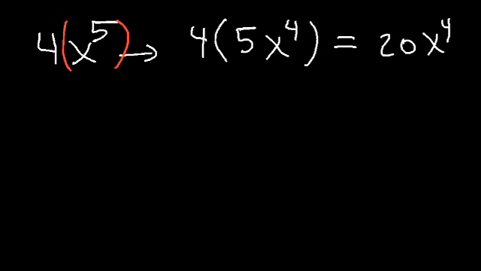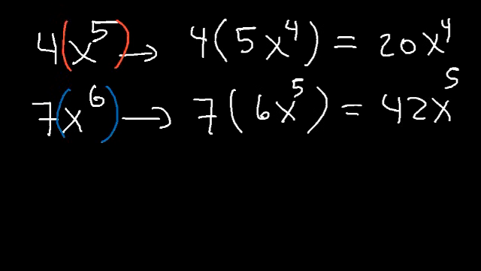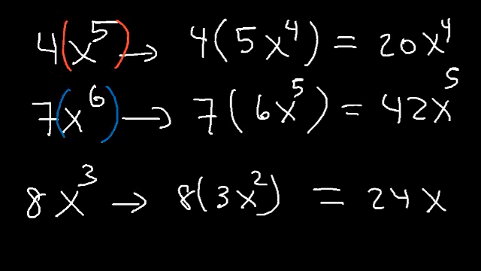Now what about this one? 7x to the 6. What is the derivative for that function? So let's differentiate x to the 6th power. This is going to be 6x to the 5th power times 7, which is 42x to the 5th power. Now what about 8x cubed? So this is 8 times 3x squared. So the derivative is 24x squared.